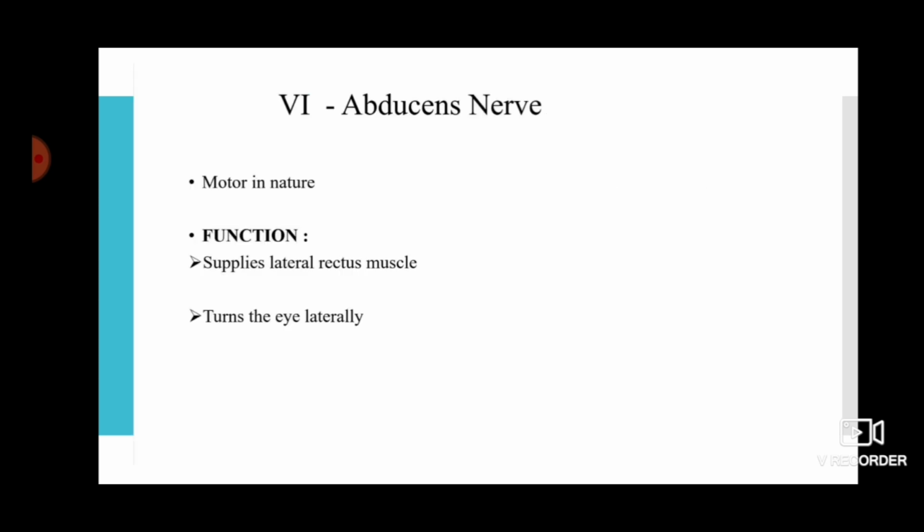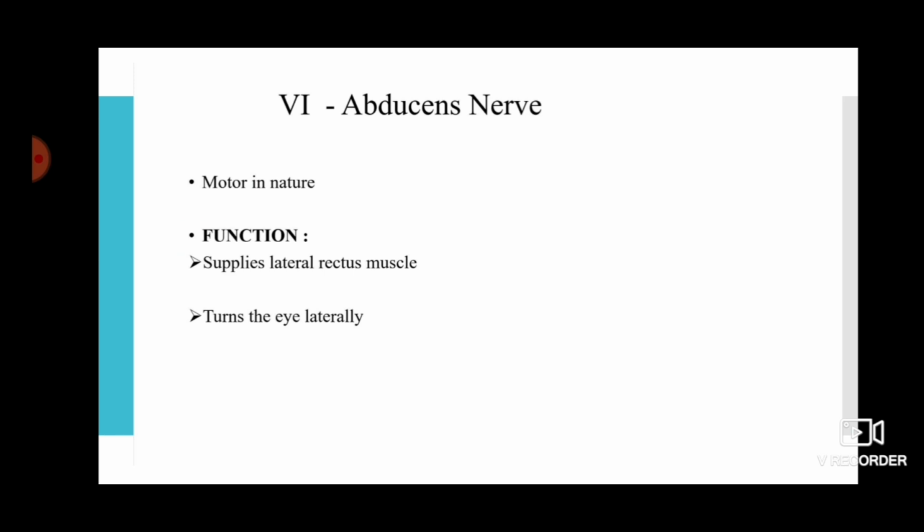Next we have the sixth cranial nerve, which is the abducent nerve. The abducent nerve is motor in nature. Its function is that it supplies the lateral rectus muscle. Here the abducent nerve is supplying which muscle? The lateral rectus muscle. So its function is to turn the eye laterally.